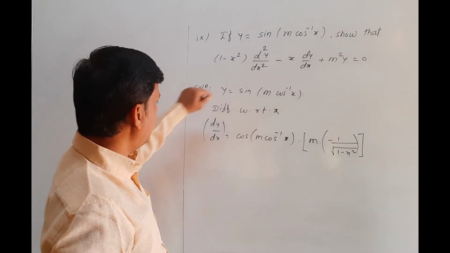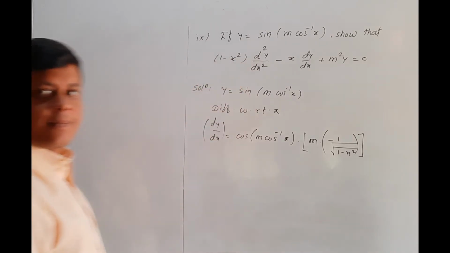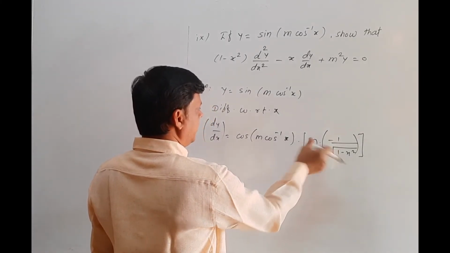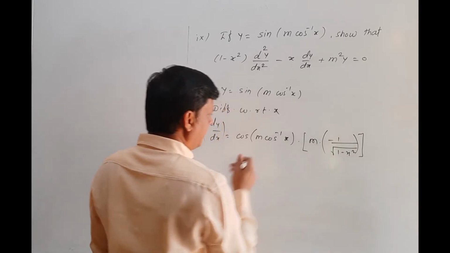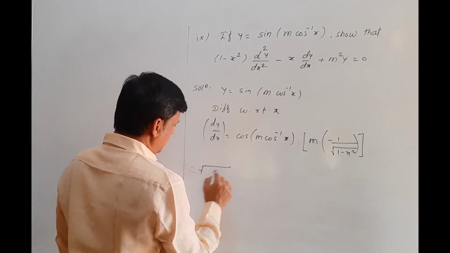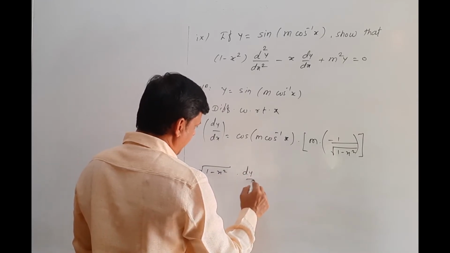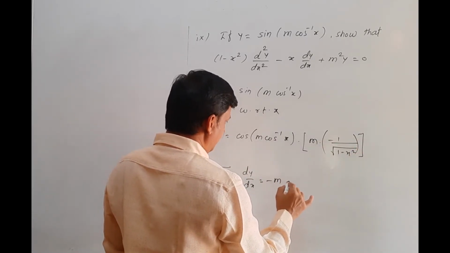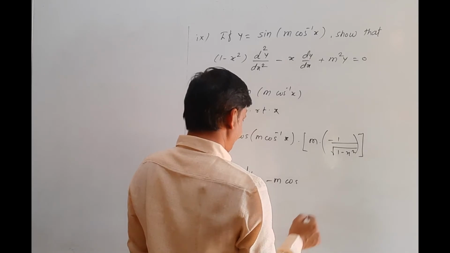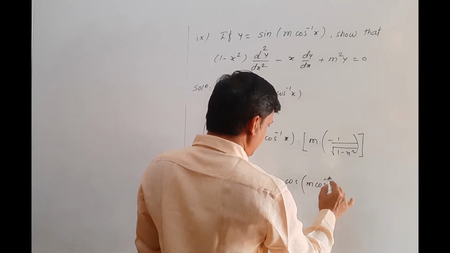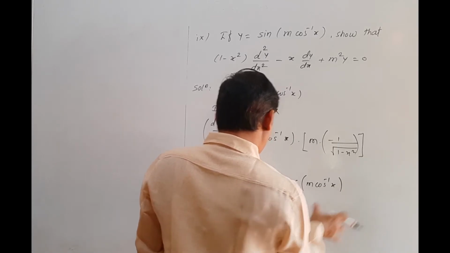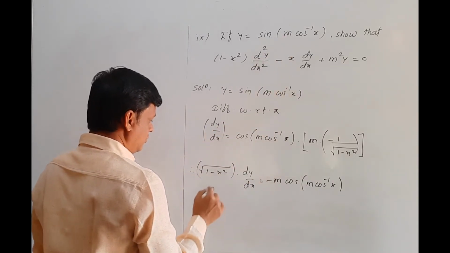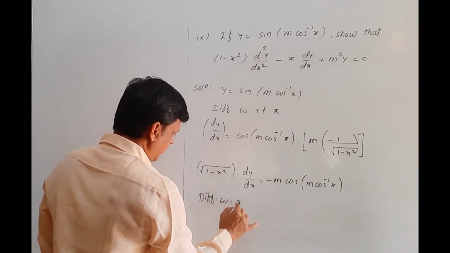Now we have to find d2y by dx2 here. So before differentiating, we rearrange the terms. We transfer this root 1 minus x square to the left hand side. So we write root 1 minus x square into dy by dx is equal to m and the minus sign, we write minus m into cos of m cos inverse x. Now again we have to differentiate this function with respect to x because we require d2y by dx2.